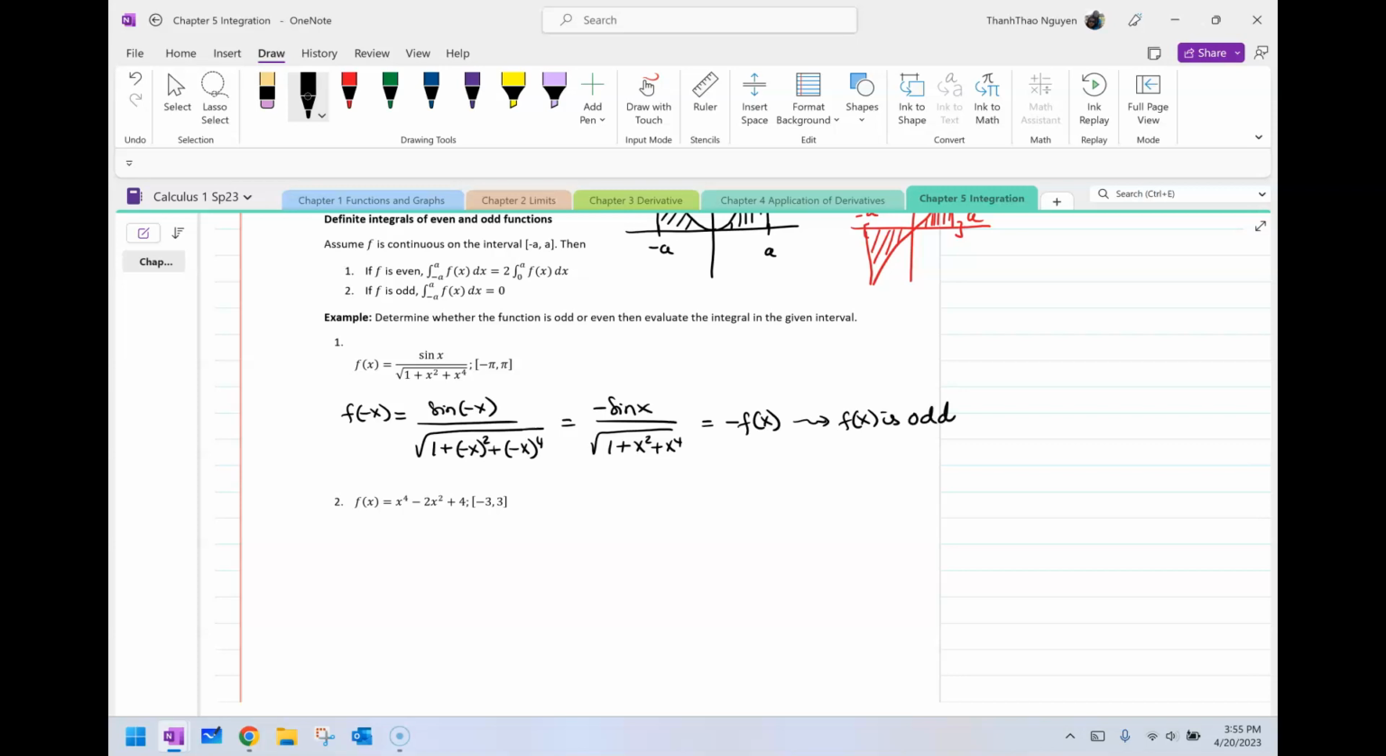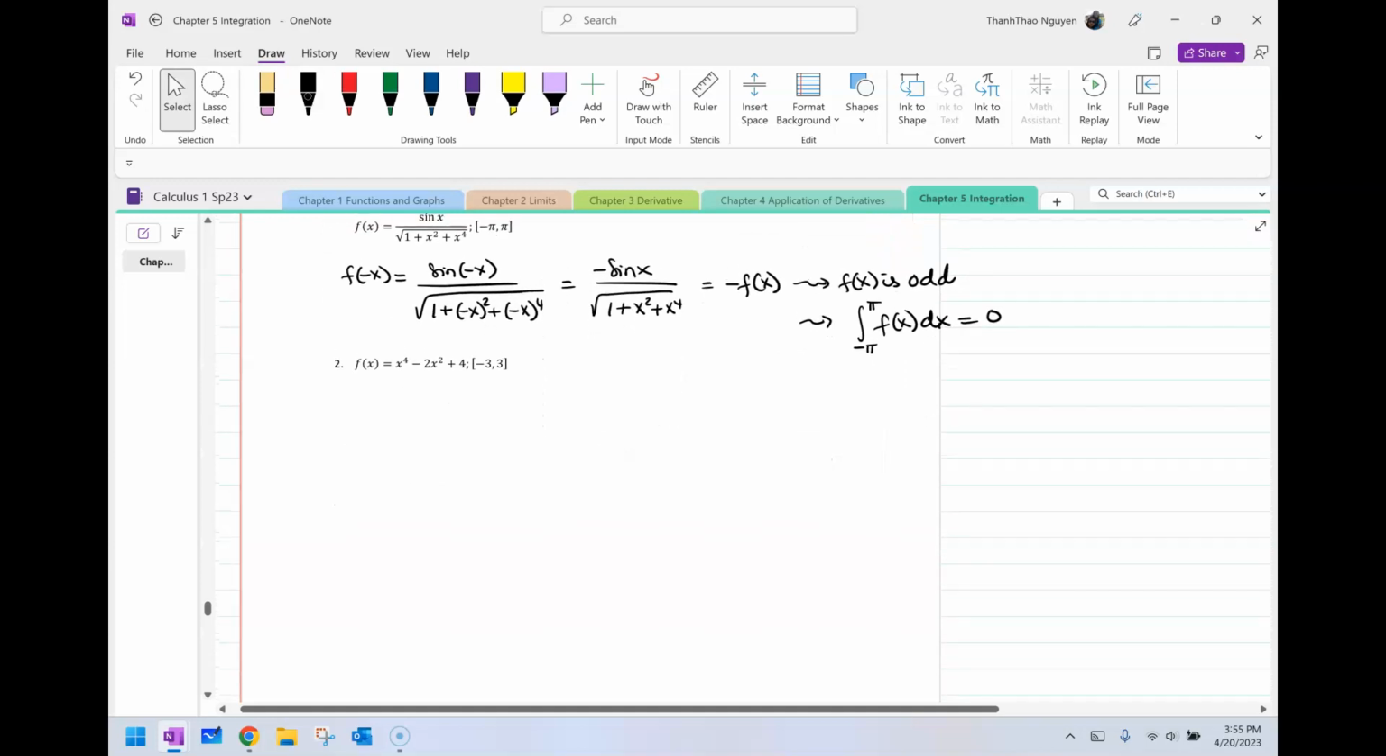Okay, because f of x is odd and we want to evaluate this integral from negative pi to pi, this means the integral from negative pi to pi of f of x dx is equal to 0.